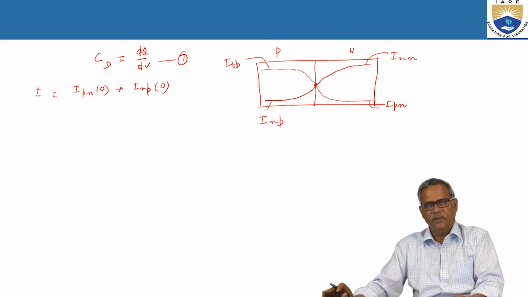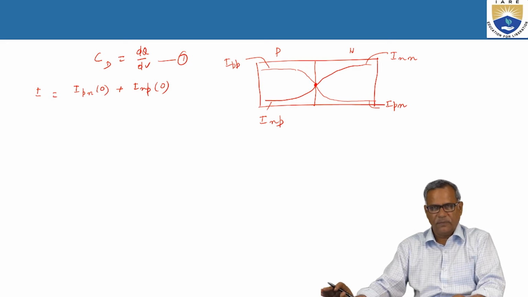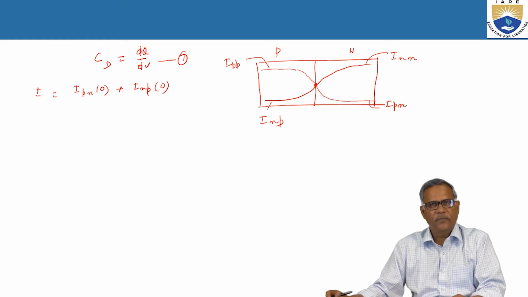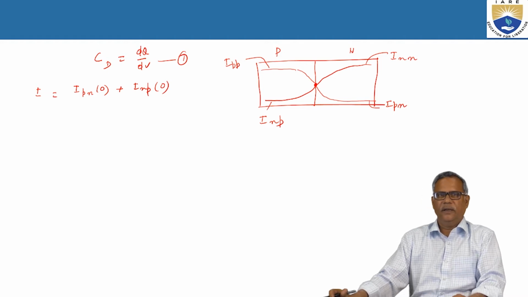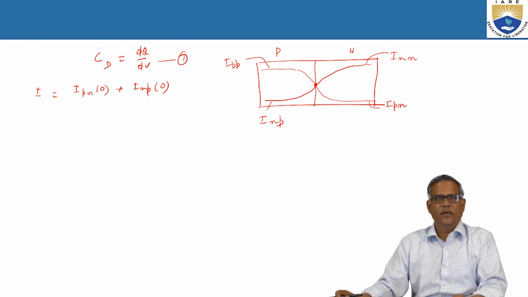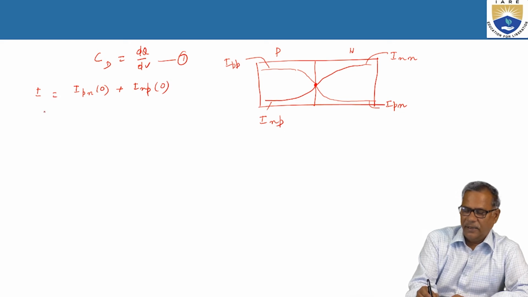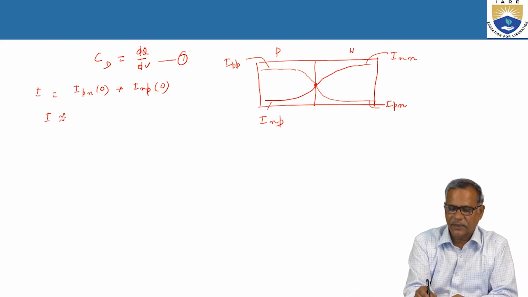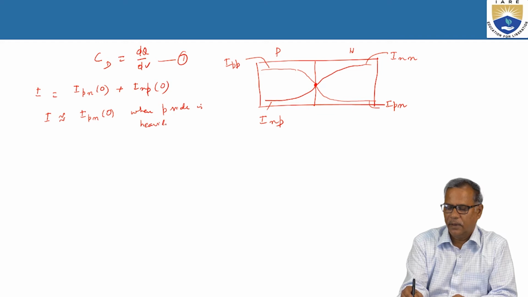So let us assume that the P side is heavily doped. When the P side is heavily doped, the current is going to be essentially due to the holes. It is not that the P and N regions are equally doped. For this assumption, the hole current is going to dominate compared to the electron current. Then I is approximately equal to IPN0 when the P side is heavily doped.